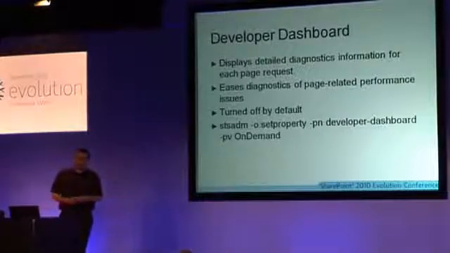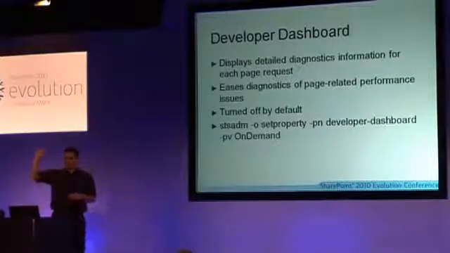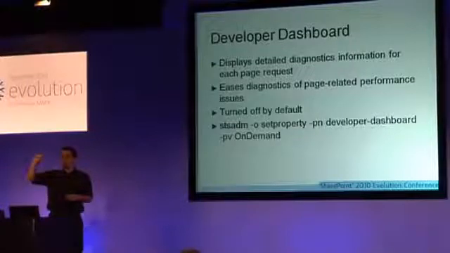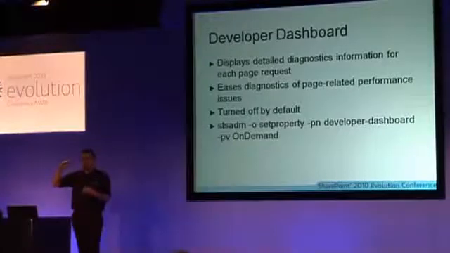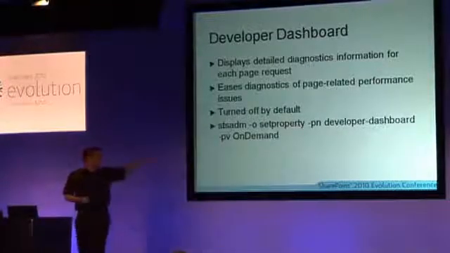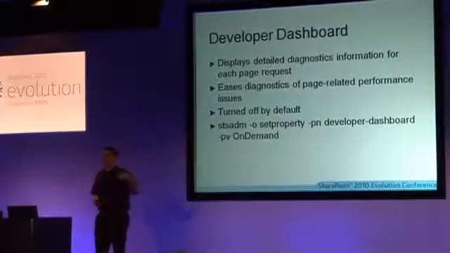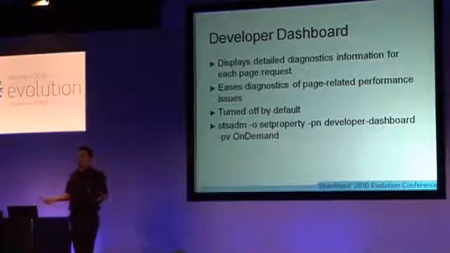Now, what the dev dashboard does when it's turned on is it puts a little icon in the top right-hand corner if you set it to on demand, and you can click on that and then view the output of the trace information for the page. If you set it to on, not on demand, it will always render for all pages, and if you set it to off, which is the default, it won't render.